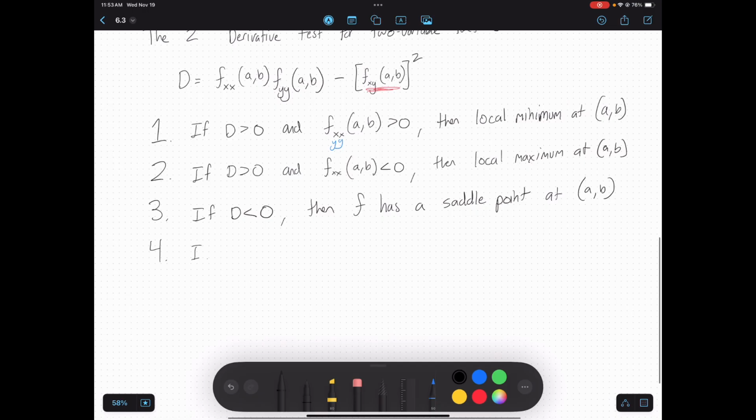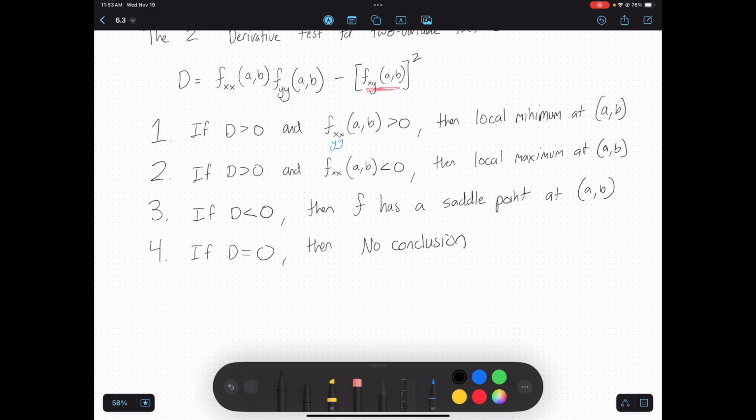The last option, what happens if your determinant is equal to 0? Then I can't make a conclusion, and I'm stuck. And honestly, we don't have any other options. We're not going to go into any other options in this class. So if you end up with a determinant of 0, you're just stuck. There's nothing else you can do. And you just say, I can't make a conclusion. It might be a local minimum, local maximum. It might be a saddle point. I just don't know. I would have to maybe use a graph to figure it out. Okay, but that's the second derivative test.